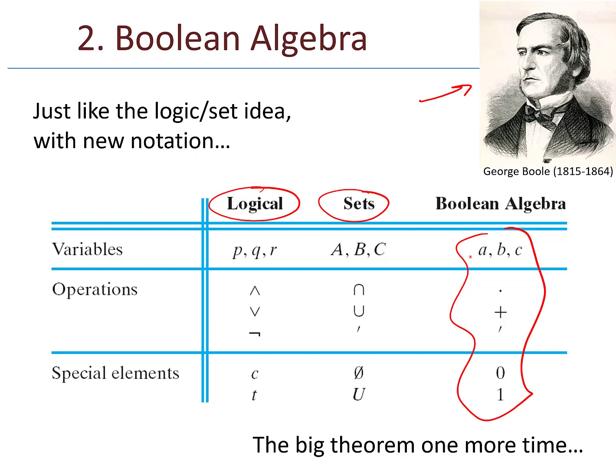And in fact, we've looked at logic and we've looked at sets, but there are other situations where you suddenly realize that you're working in the same kind of system. Boolean algebra abstracts those ideas. The elements, the variables, are called A, B, C. The operations, we've got dot, plus, and prime. And the special elements, sort of the constants maybe, are 0 and 1. Using this Boolean algebra, here is the big theorem one more time.